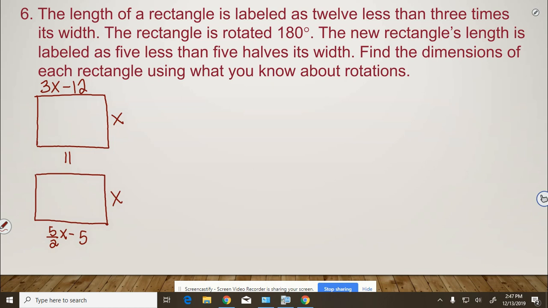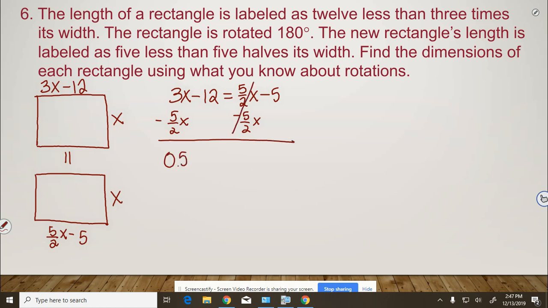So we want to find the dimensions of each rectangle using what we know about the rotations. So really, if these are exactly the same, we don't really need the x there. We could just compare the two lengths. So we could set 3x minus 12 equal to 5 halves x minus 5. We wouldn't include the x because that's not going to help us solve the equation. If we do x equals x, I can't solve it, but I can solve with the two lengths. So 5 halves, if we take that away from 3x, is like doing 2.5. 3 minus 2.5 is a half, so 1/2 x minus 12 equals negative 5.